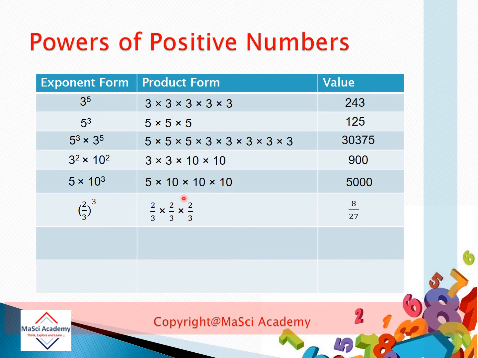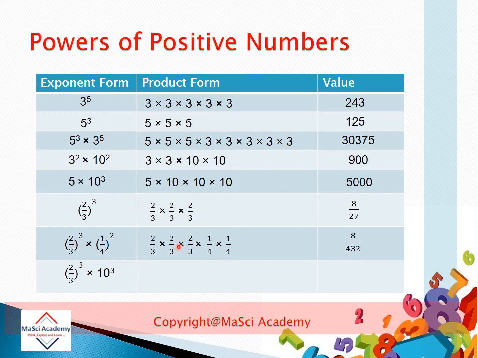We multiply all the numerators together to get 8, and we multiply the denominators together to get 27. The next example is a combination of two fractions, 2 by 3 whole cube multiplied by 1 by 4 whole square. So this becomes 2 by 3 multiplied by 2 by 3 multiplied by 2 by 3 multiplied by 1 by 4 and then into 1 by 4 in the product form. When we find the value, we multiply all the numerators together to get 8 and all the denominators are multiplied together to get 432. So the answer is 8 upon 432.